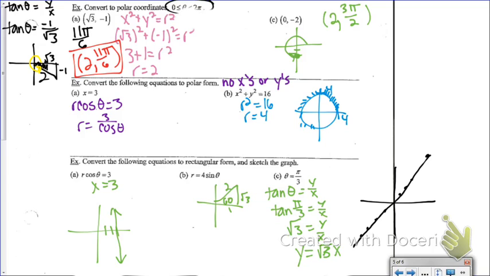Alright guys, tomorrow we're going to look more at actual graphs using these polar coordinates. And then from there you'll see some of the different graphs that we can make.